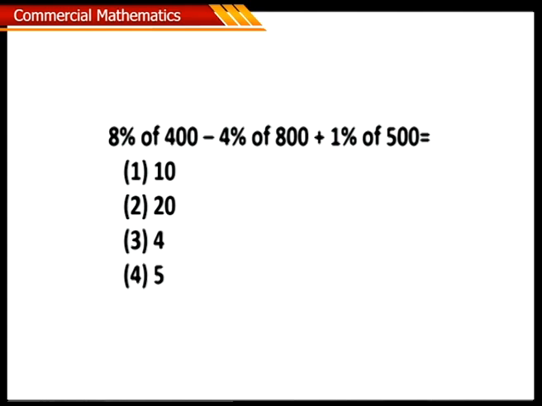Now, it is time for us to go for some problems. Just look at the screen. We try to solve the problems related to this. The first problem is related to percentages. Percentage means per 100. So easily we can observe that 8% of 400 means 8/100 × 400, minus 4% of 800 means 4/100 × 800, plus 1% of 500 means 1/100 × 500.